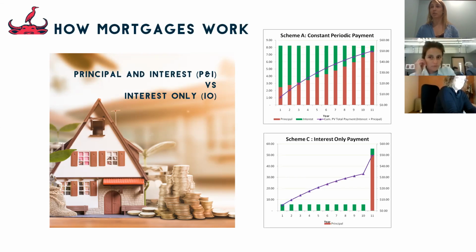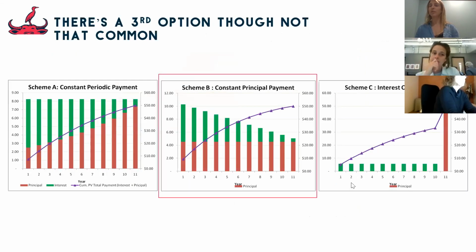I'm gonna go to the next screen where I'm gonna show that there's actually a 3rd option. It's not that common when it comes to property investments, which is one where you are constantly paying the same amount of principal and your interest starts going down. That is not normal, to be honest, but I'm showing it in case that at some point you are presented with that option as well, okay?